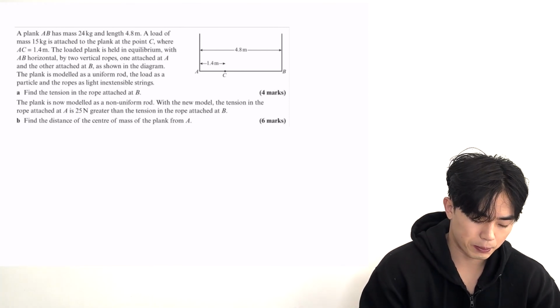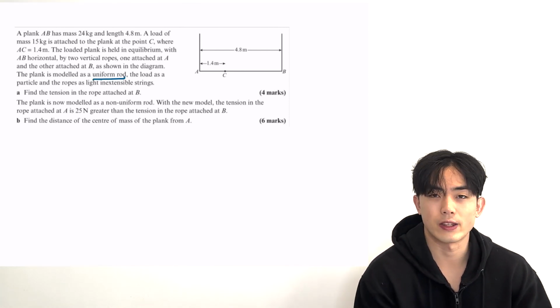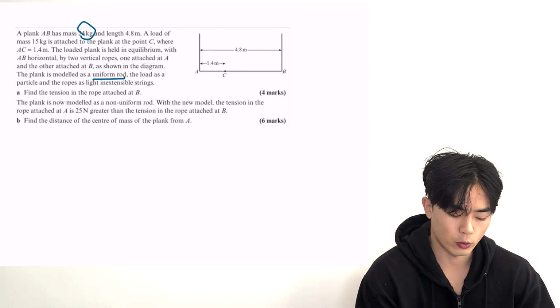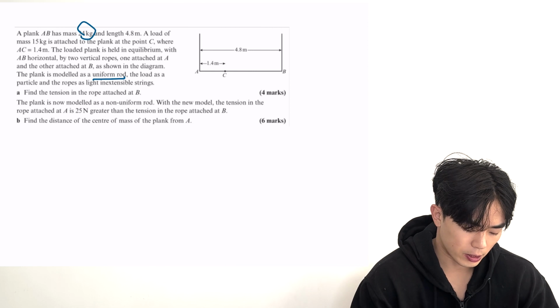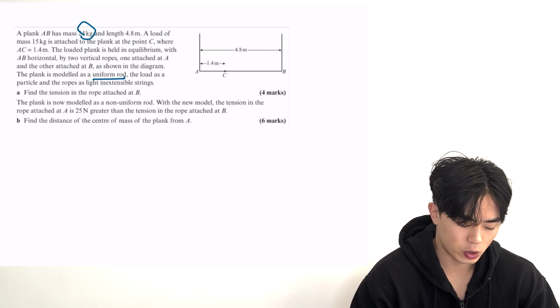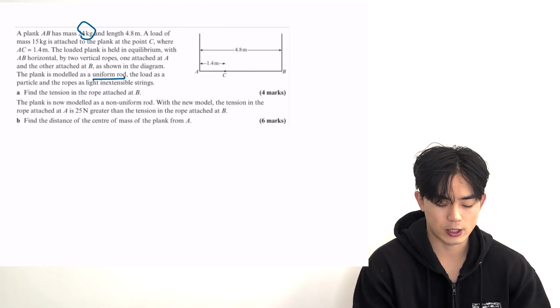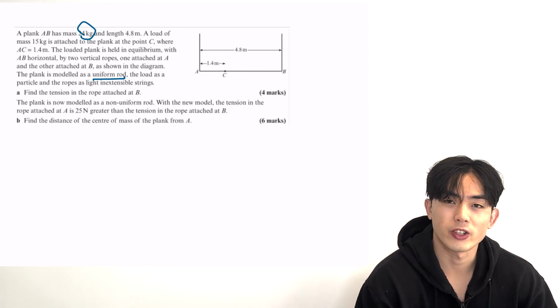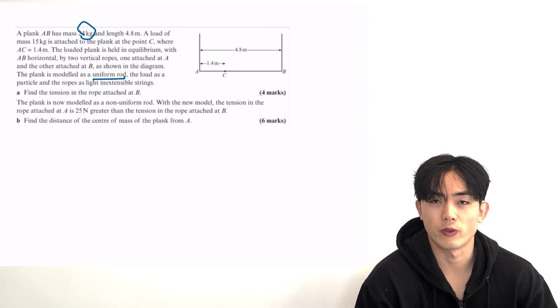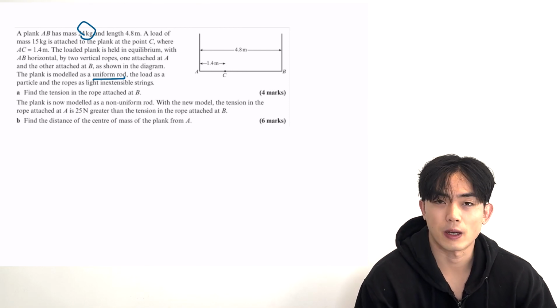So in this case, in the beginning, it's a uniform rod, which means that the center of mass of 24 kilograms is in the middle of the plank. And the load as a particle and the ropes as light inextensible strings. Find the tension in the rope attached at B. So in this first part A, it's exactly the same as what we did in the previous video, just doing moments about A, because we're going to work out the tension in B. So we're going to skip this part A for now.